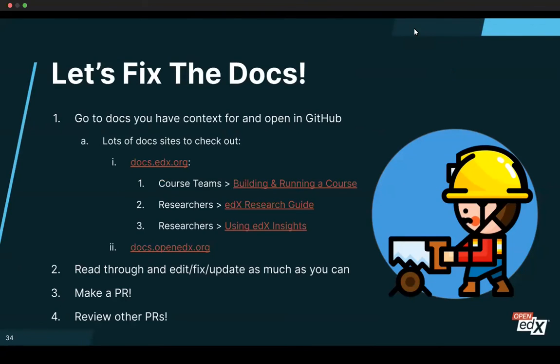All right, on to our exercises. Let's fix the docs. There are a number of doc sites that we can edit. If you visit docs.edx.org, there are 3 guides. If you click on course teams and then building and running a course, that guide is editable. If you click on researchers, both the edX research guide and the using edX insights guide are editable. There are other pages on docs.edx.org that we cannot edit. So just focus on looking at these ones.